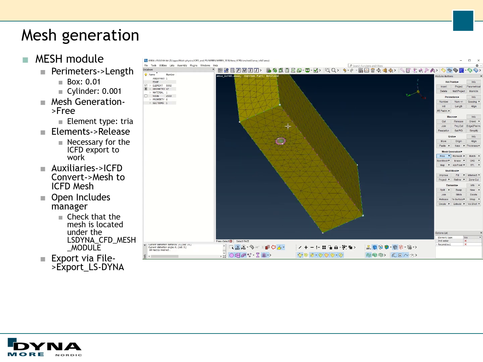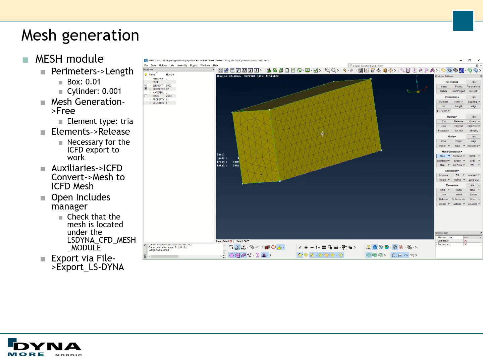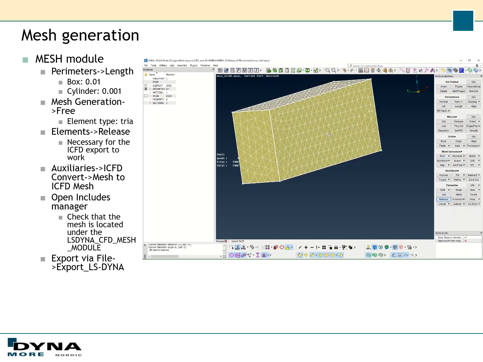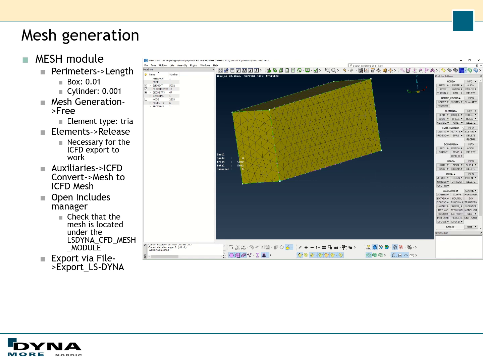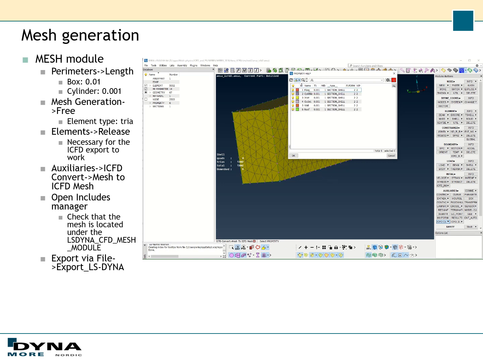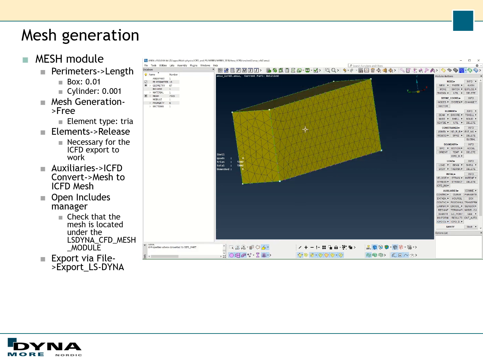So now we have a surface mesh of the geometry, and we need to release the mesh from the underlying geometry in order for the export to ICFD format to work. So we go to Elements and choose Release. We select all the faces, and when we have released the mesh, we can go to Auxiliaries, ICFD Convert. Here we choose to convert the mesh to ICFD mesh. Here we choose all the properties and press OK.